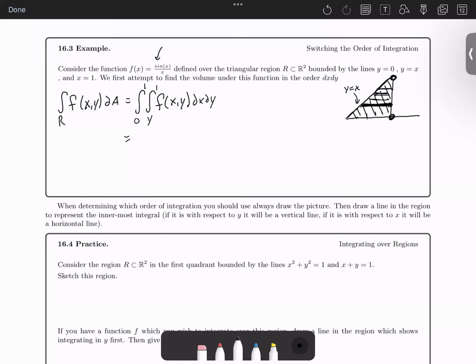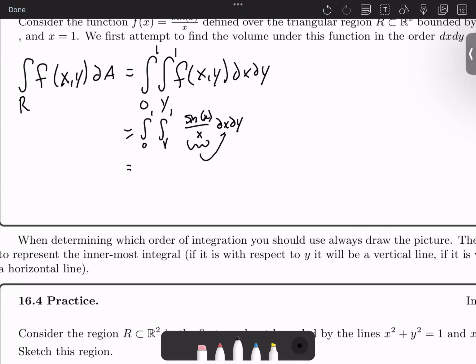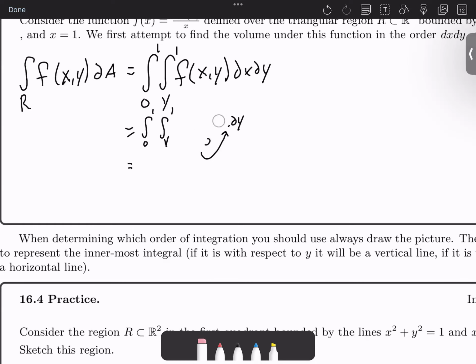All right, let's see what this gives us. Let's tell ourselves what the function is: sine of x divided by x with respect to x first, and then y. So this is really as far as I can go, because I'm trying to integrate sine of x divided by x with respect to x. I don't know what that is. I mean, what's an antiderivative of sine of x divided by x? I have no idea. So if I can switch my order of integration, maybe it's going to make the problem a little bit easier.